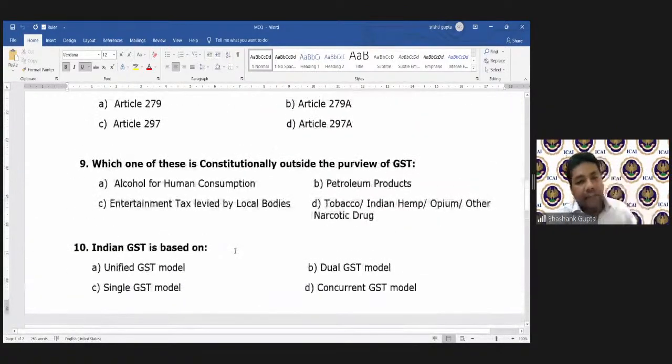And the last question, Indian GST is based on what? Unified GST model, dual GST model, single GST model or concurrent GST model. Quickly, please. 10A, B, C, or D. Very, very simple.